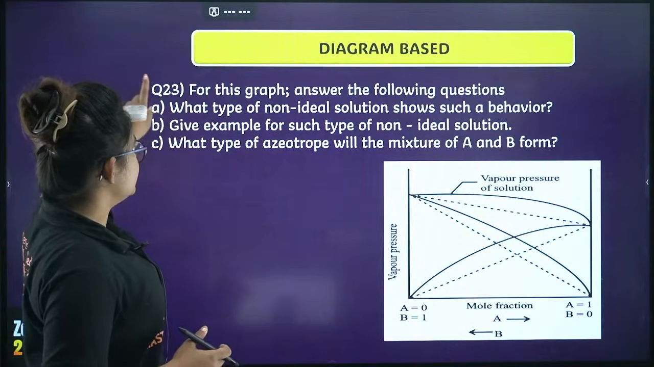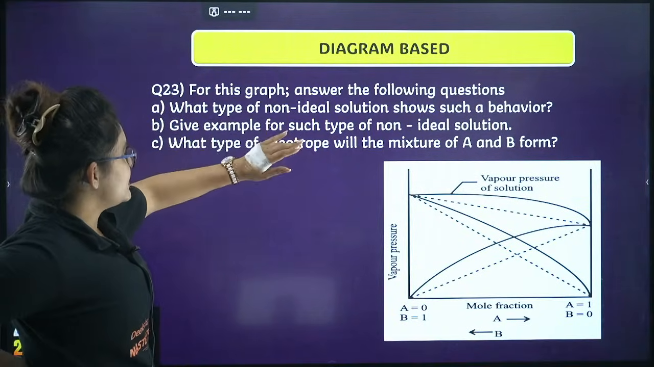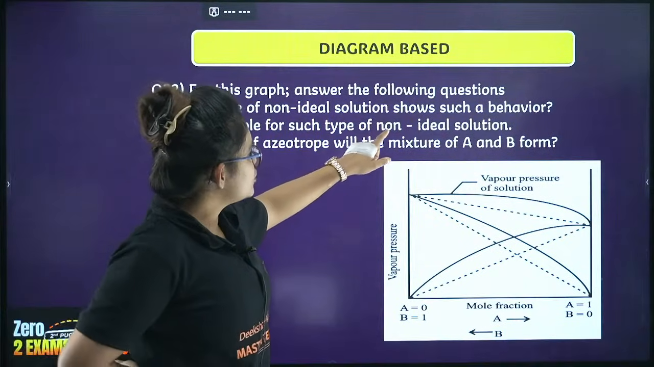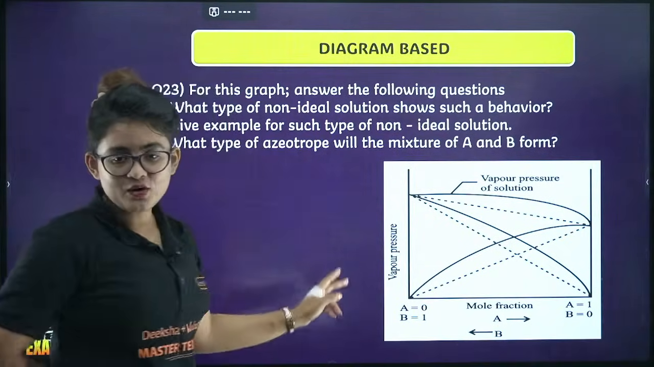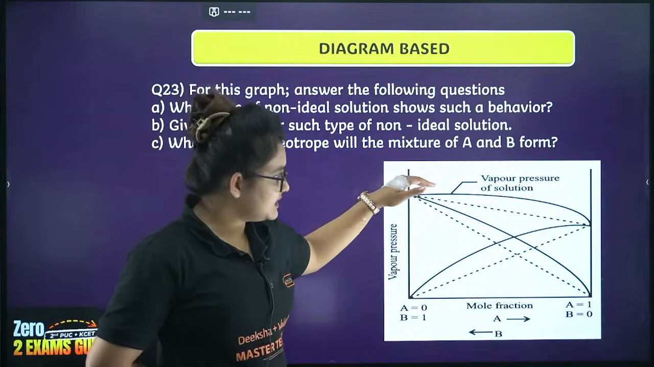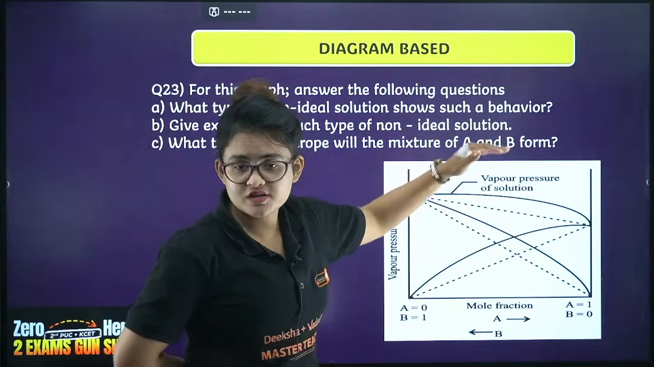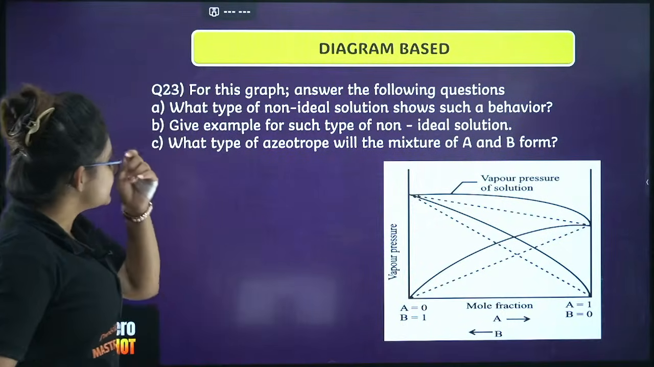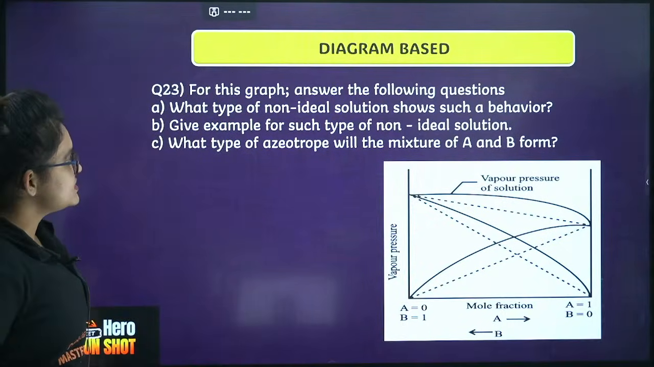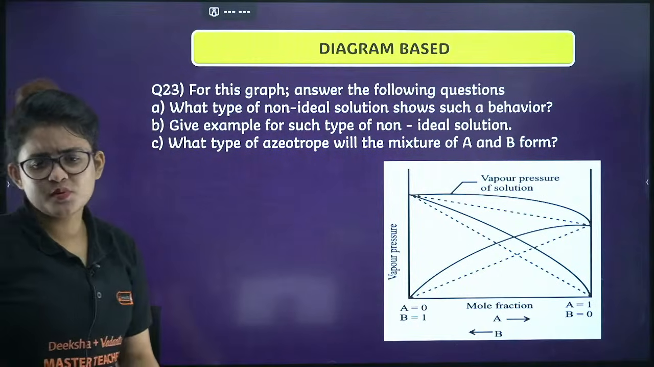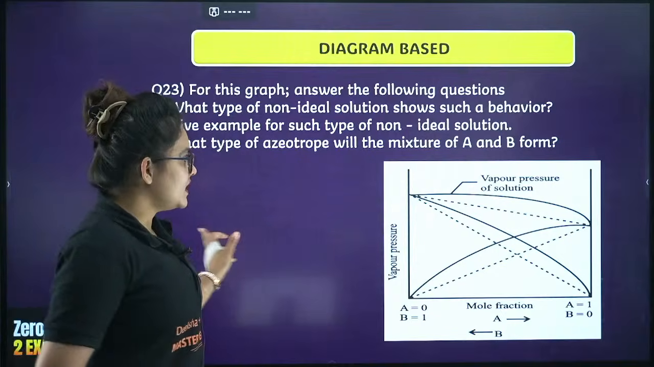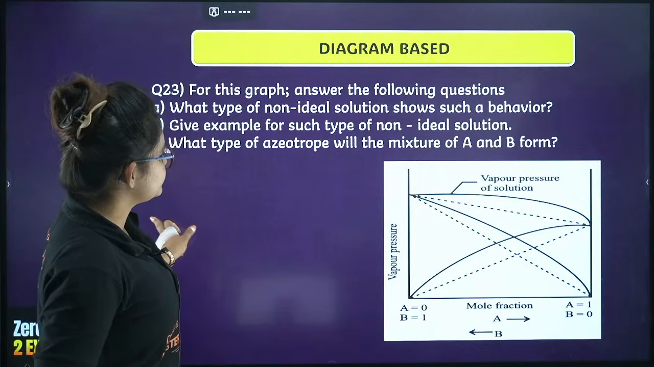Further we will proceed. For this graph, answer the following questions: what type of non-ideal solution shows such behavior? I don't have to tell you, you can see that the curve is towards the positive end. Definitely it's a positive deviation from Raoult's law. Next, give an example of such a non-ideal solution. For positive deviation, I discussed methanol and that one in the last question we discussed, no?